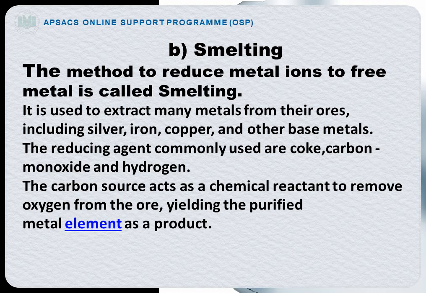Smelting. The method to reduce metal ions to free metal is called smelting. It is used to extract many metals from their ores, including silver, iron, copper, and other base metals. The reducing agents commonly used are coke, carbon monoxide, and hydrogen. The carbon source acts as a chemical reactant to remove oxygen from the ore, yielding the purified metal.